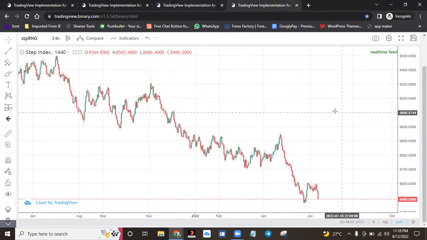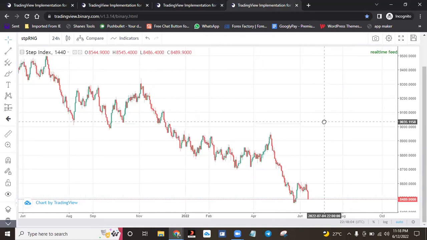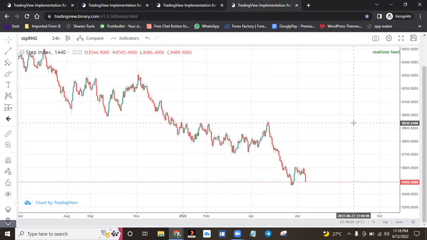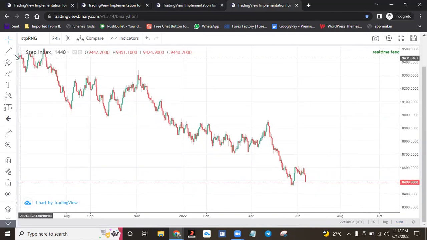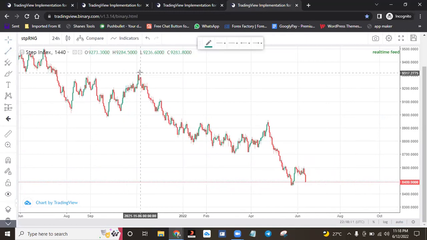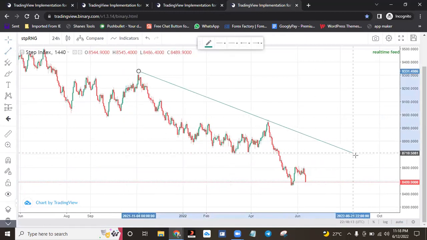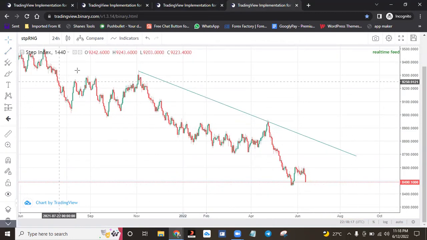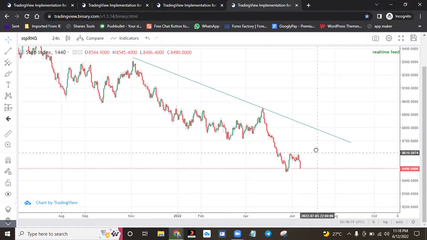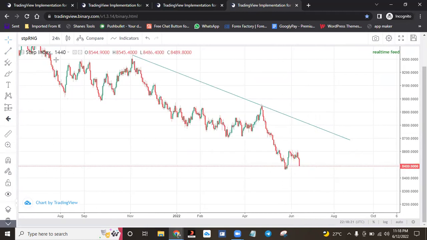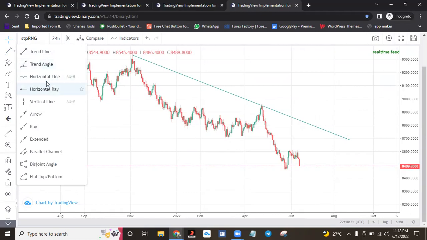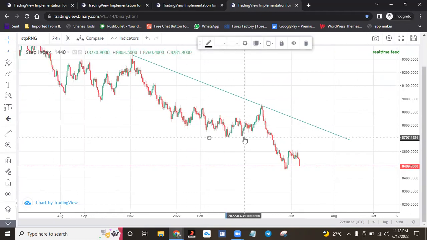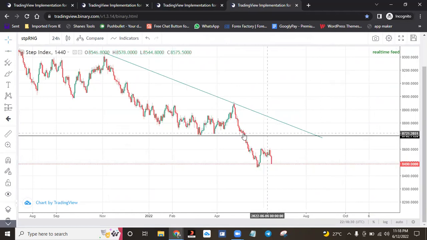All right, Step Index for a very long time, since this year, has been massively bearish. The bears have just been dealing with this market. All right, so Step Index, as we can see, we have this here, and then we have, let's see. Okay, let me bring out my trend line, and then all right, so Step Index has just been massively bearish.